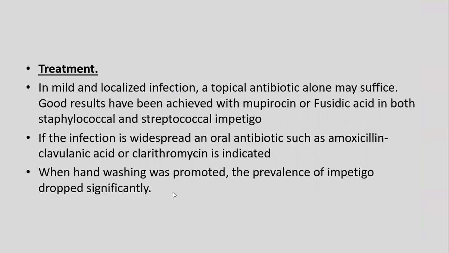Treatment. In mild and localized infection, a topical antibiotic alone is sufficient. Good results are achieved with mupirocin or fusidic acid in both staphylococcal and streptococcal impetigo. If infection is widespread, an oral antibiotic such as amoxicillin, clavulanic acid, or clarithromycin is indicated. When hand washing was promoted, the prevalence of impetigo dropped significantly.